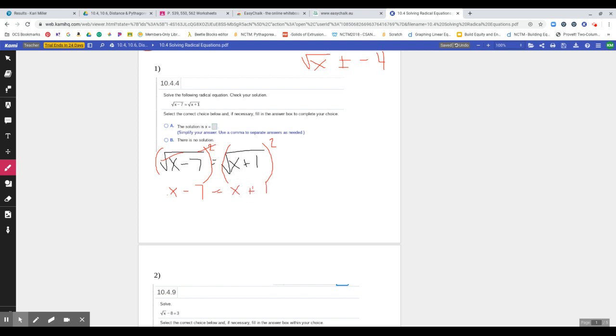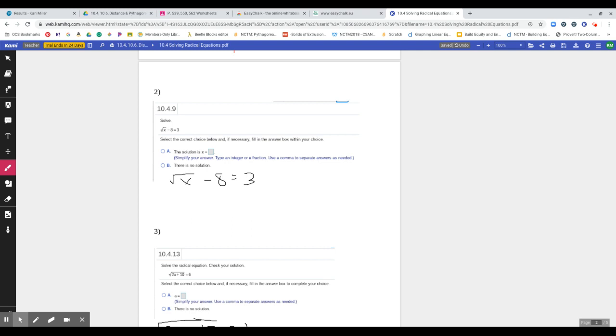And so now we're just looking at solving a basic equation. So we're going to subtract x from both sides, and we get negative 7 equals positive 1 because these zero out. So that is not a true statement. So the answer would be there is no solution. So you would circle or fill in B.